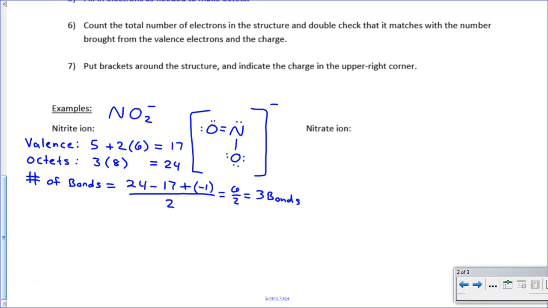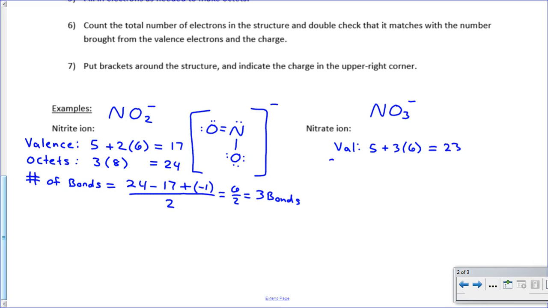All right, next going on to this nitrate ion. This is NO3 minus. That's nitrate. Again, you'll be looking at your list on the back of your periodic table to figure out what these are. For the valence electrons, we have 5 from the nitrogen plus 3 times 6, because there are 3 oxygens. What we get there then is 23.